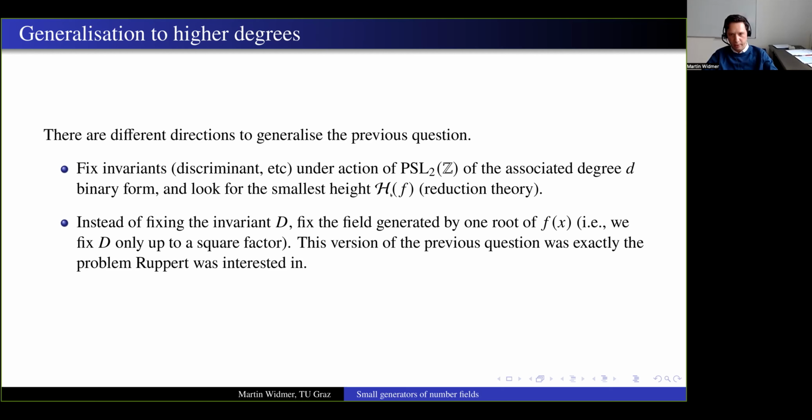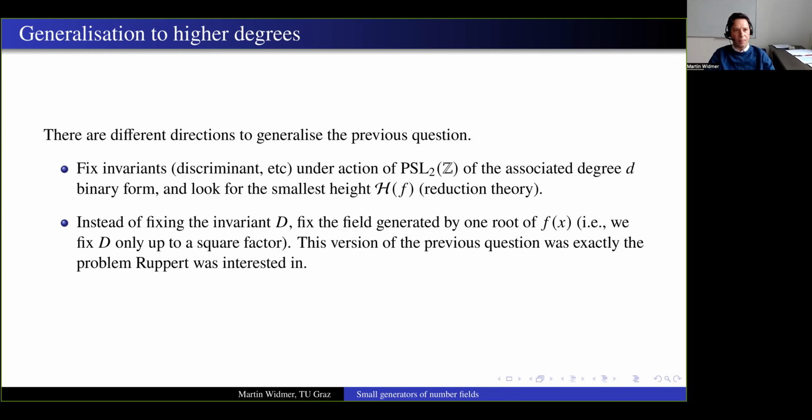And that leads into the direction of reduction theory, a well-studied topic. But we're not going to go down this way. We are doing something rather different. Instead, we're looking at a variant of the previous question in which we do not fix the discriminant. More precisely, we fix the discriminant only up to a square, or what amounts to the same, we only fix the field that is generated by one of the roots of the polynomial f. And that was exactly the question Ruppert had in mind.